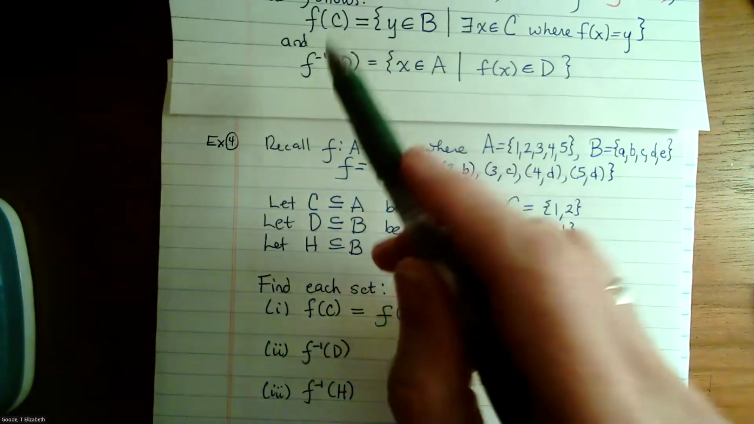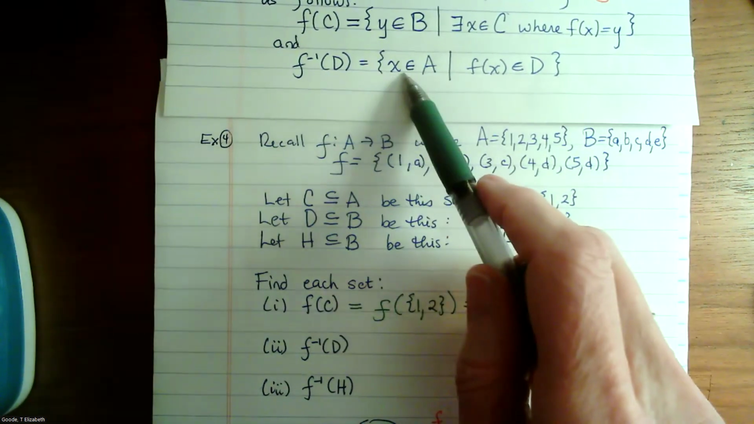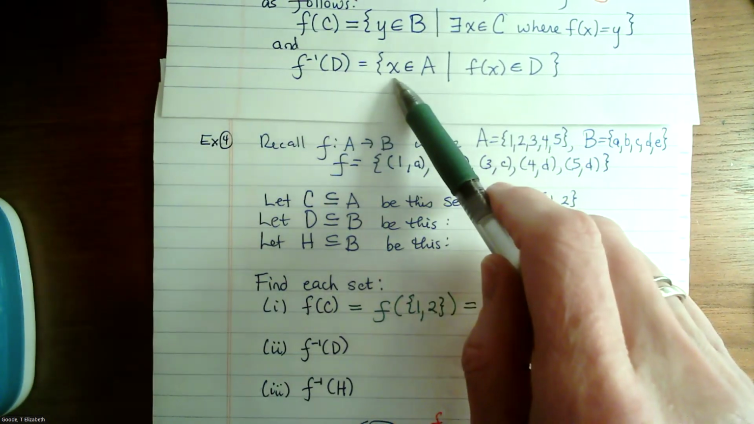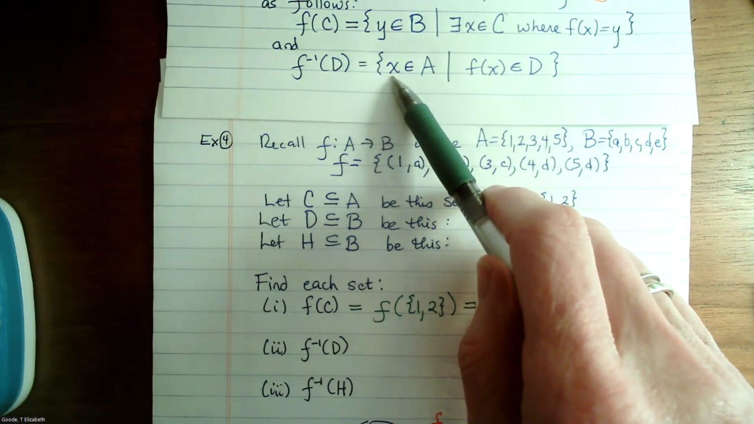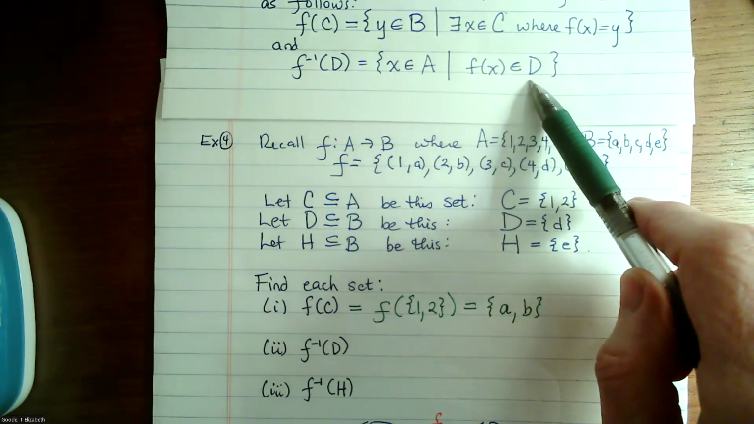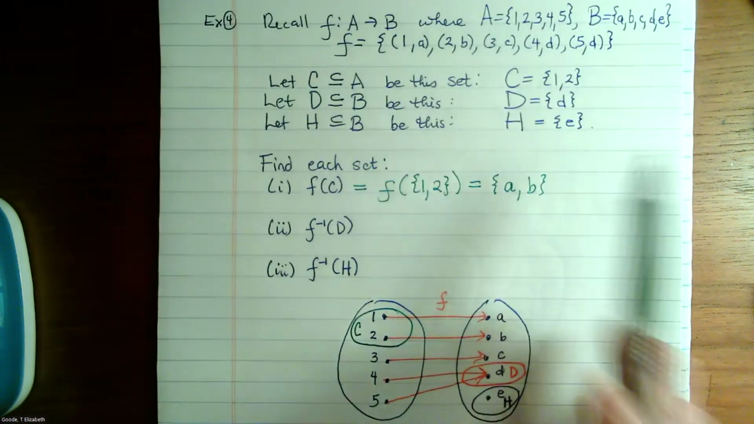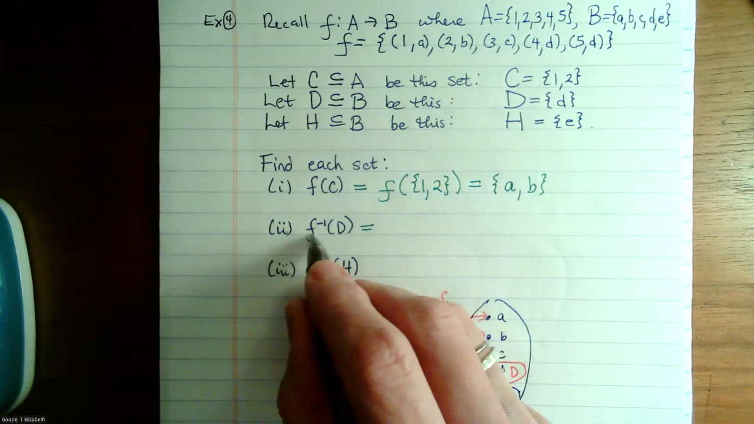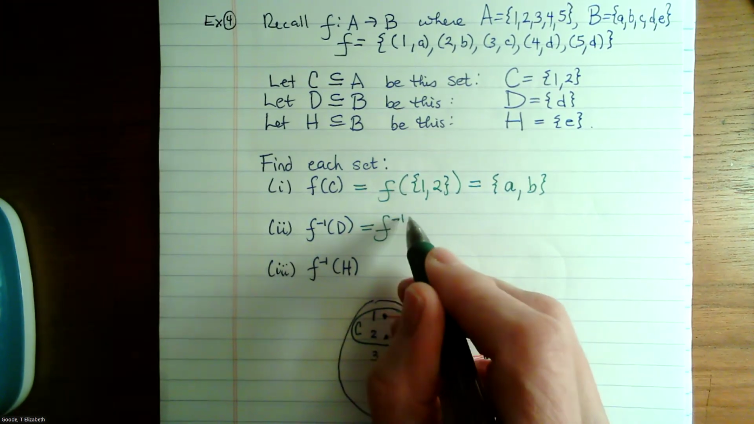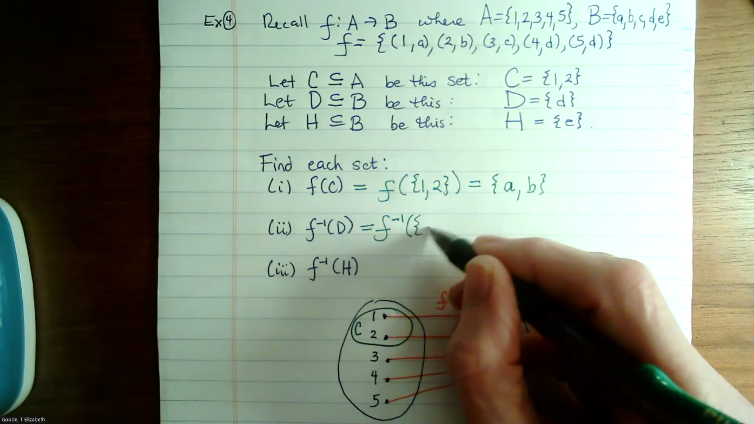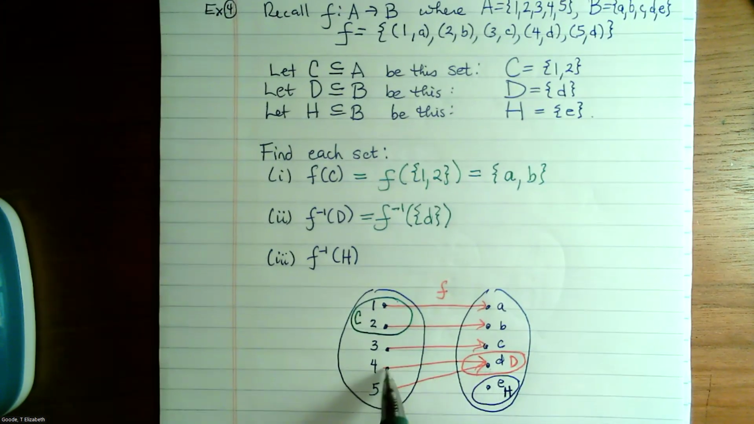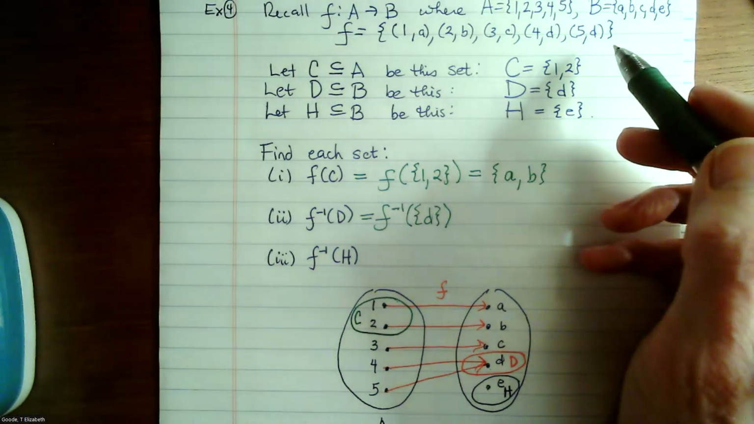Now, f inverse of D is the x coordinates whose arrows land in D. F inverse of D is going to be the first coordinates where the second coordinate is in set D. So if D is the set containing little d, what we're looking for here in the second problem is f inverse of just the singleton set containing the element little d. So we're looking for the x coordinates that pair up with little d. Everybody see that?